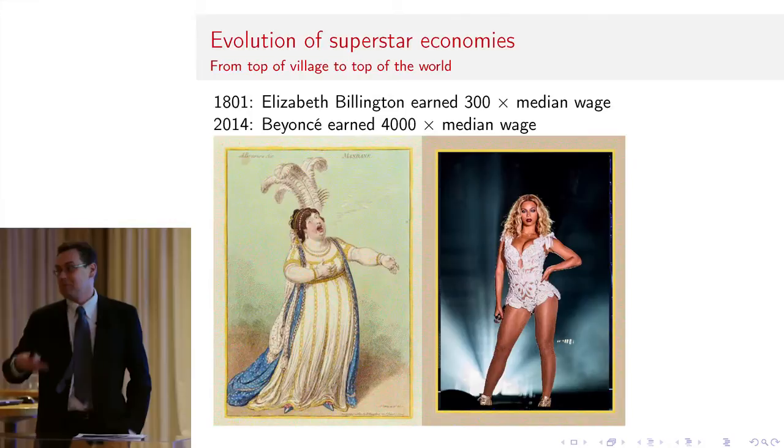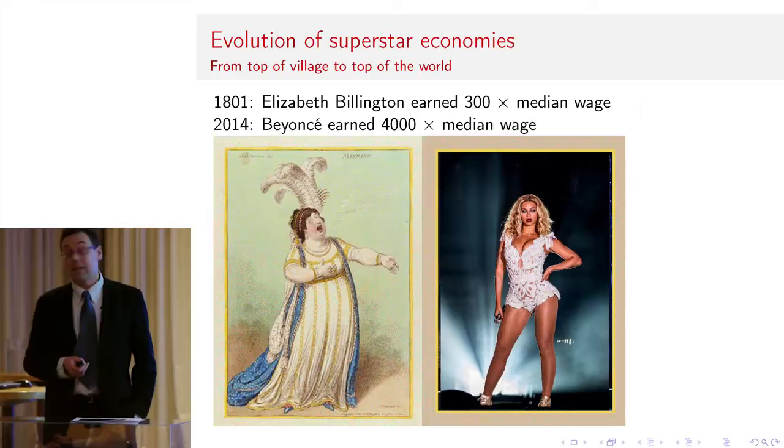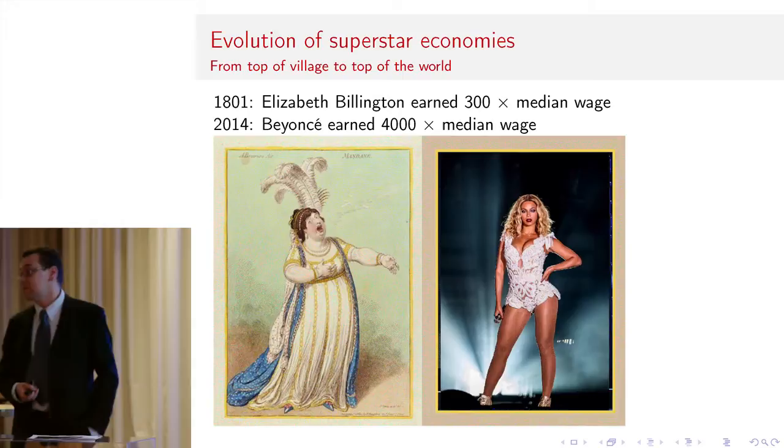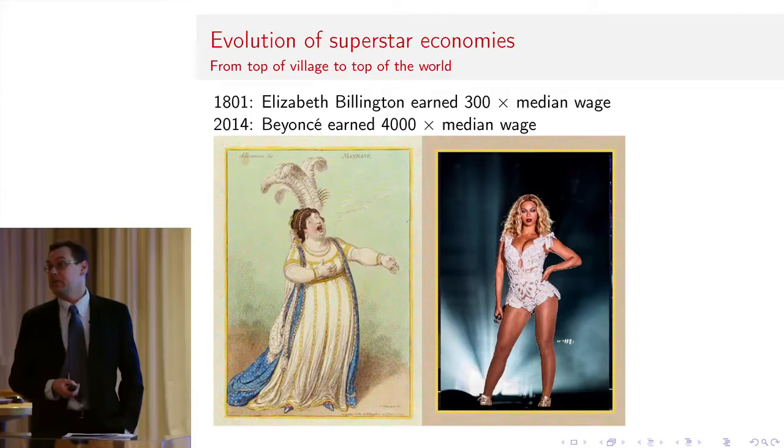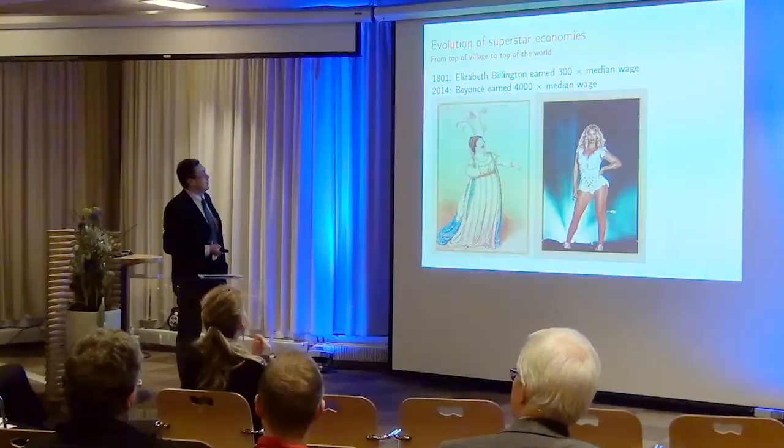Now last year, I just checked this, Forbes publishes this list every year. The highest paid singer on this planet was Beyoncé, there on the right, and she was making over $100 million, which interestingly is over 4,000 times the median wage in the US. And if you think that the right market to think about is the world, you could quickly calculate that she's making about 100,000 times the median wage on Earth last year. And so clearly, there's some kind of a trend going on here.